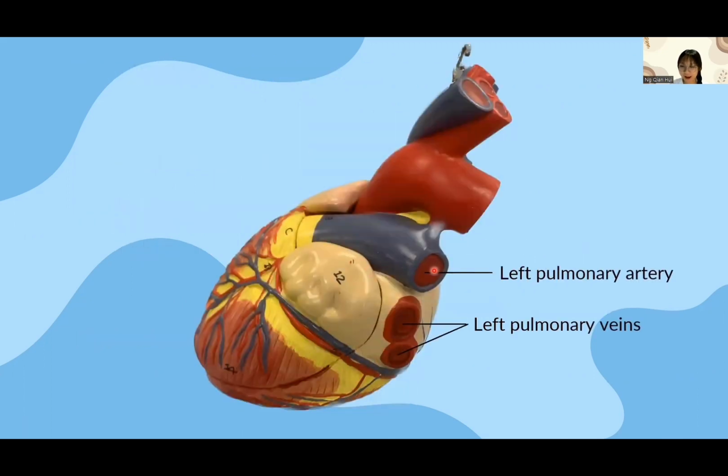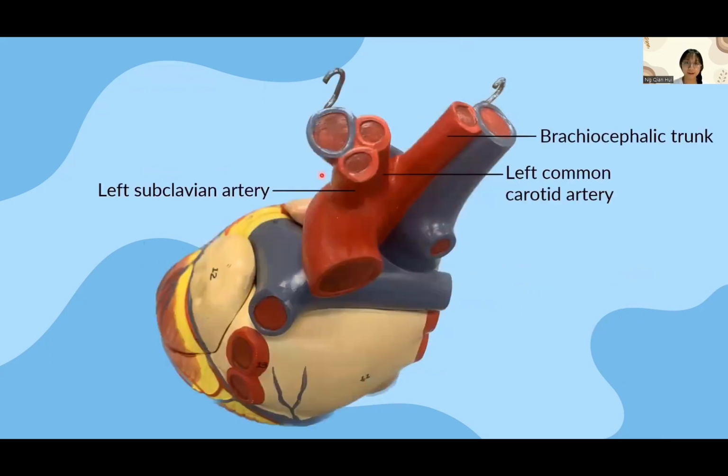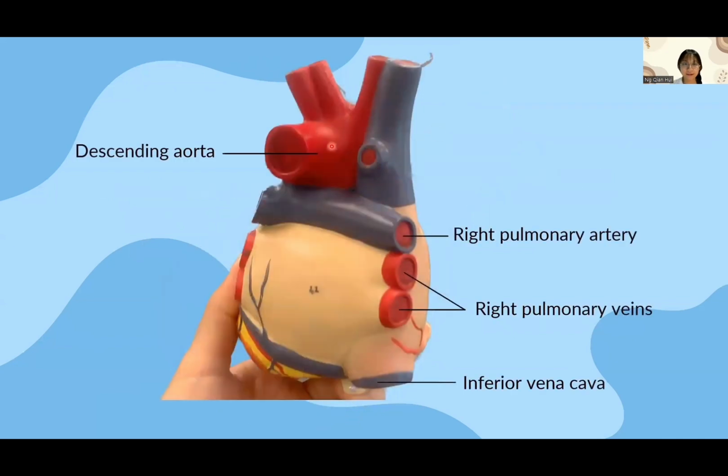This is the left pulmonary artery, and these are the left pulmonary veins. This is the left subclavian artery, left common carotid artery, and brachiocephalic trunk. This is called the descending aorta, and this is the right pulmonary artery, and these are right pulmonary veins. This is also the inferior vena cava.